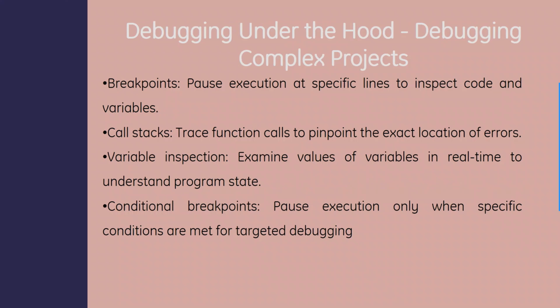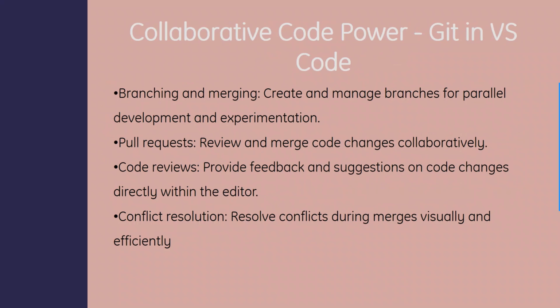Next, we have debugging under the hood, debugging complex projects. We have breakpoints, which pause execution at specific lines to inspect code and variables. Second, we have call stacks, which trace function calls to pinpoint the exact location of errors. Thirdly, we have variable inspection, examining the values of variables in real time to understand program state. Then we have conditional breakpoints, which pause execution only when specific conditions are met for targeted debugging.